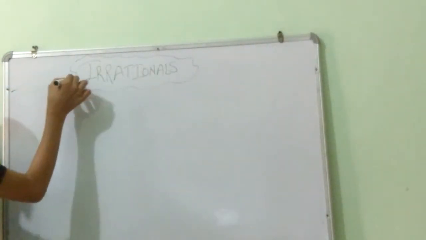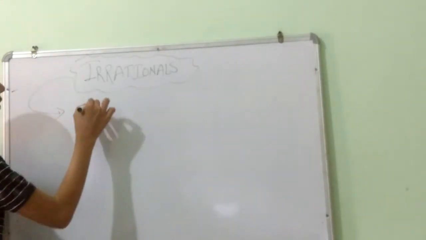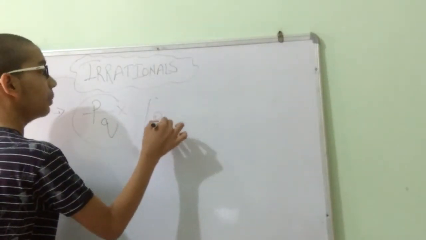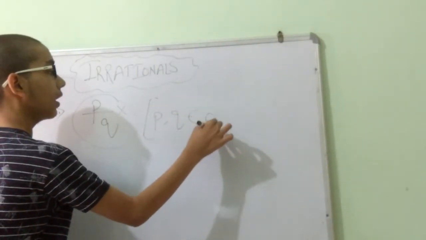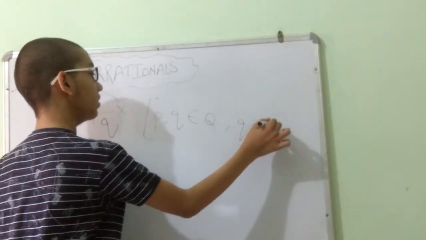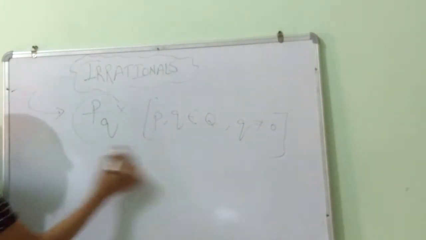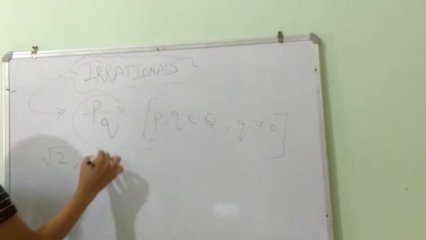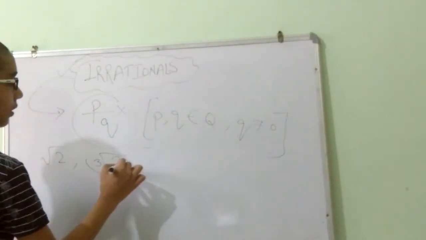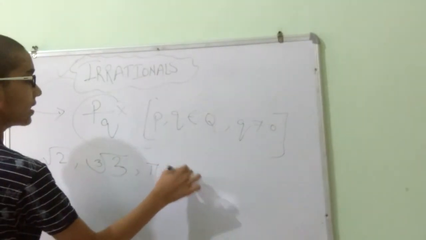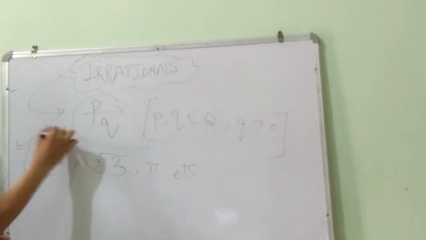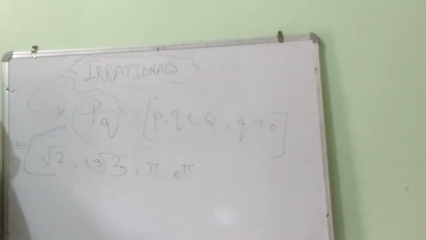What are irrationals? You can easily understand this by the name: the numbers which can't be written in p over q form. The condition is that p and q belong to the set of rationals and q is not equal to 0. The numbers which do not satisfy such a condition are called irrational. For example, root 2, cube root of 3, pi, etc. All these are examples of irrationals. Okay, now let's find out why these are irrational. The proof of irrationality we will do in the next video.